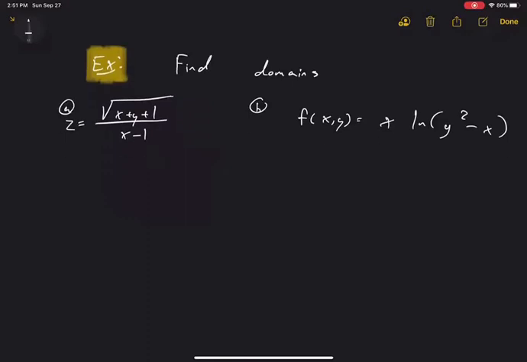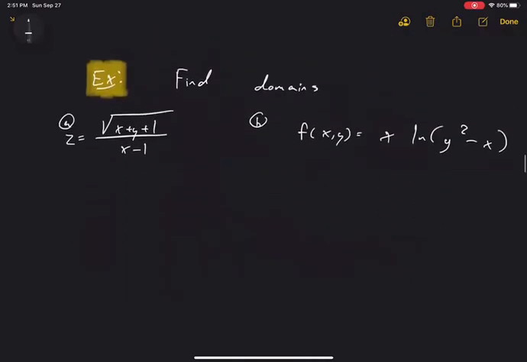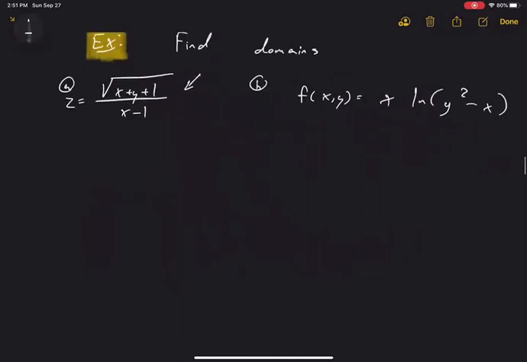What can go wrong? Oh, and another thing I don't want to do is square roots of negative numbers. We can do square roots of 0, but we can't do square roots of negatives. So that's another thing to look out for, which we see in this first example. I have the square root of x plus y plus 1 over x minus 1. So what's everything that can go wrong with this function? Well, first of all, I have division, so I don't want to divide by 0. So I can see right off the bat that x can't be equal to 1.